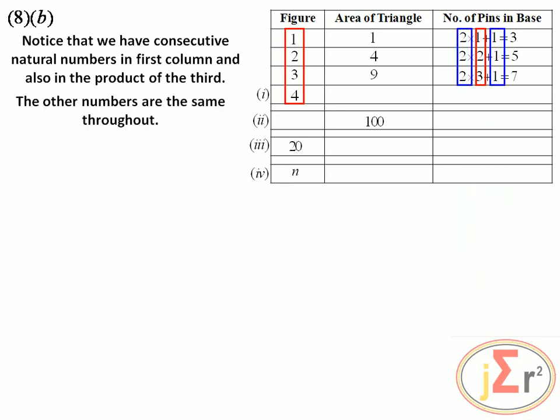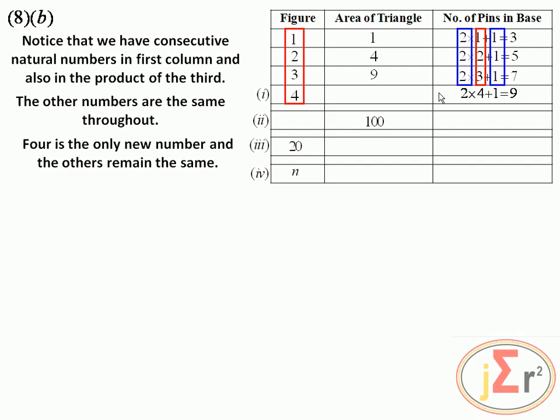The other numbers are the same throughout. 4 is the only new number, and the others remain the same. So we have 2, 2, 2. This will be a 2. We have 1, 2, 3. This will be a 4. 1, 1, 1. This will be a 1. And the result will go there. So 2 times 4 is 8, plus 1 is equal to 9. And that goes there.